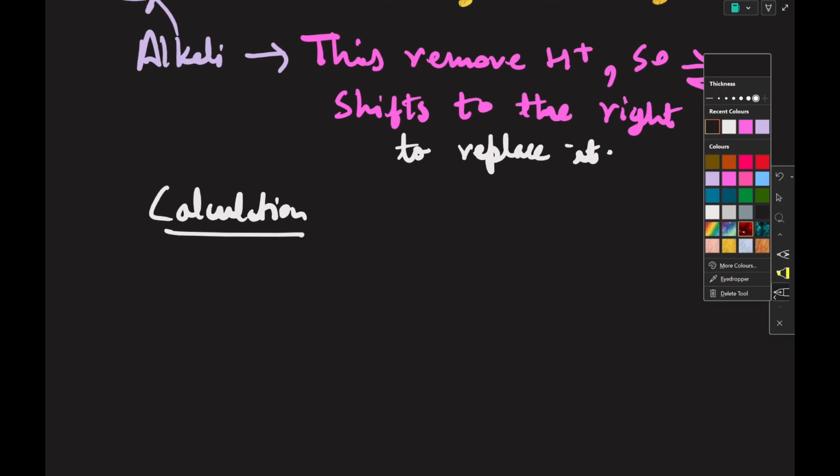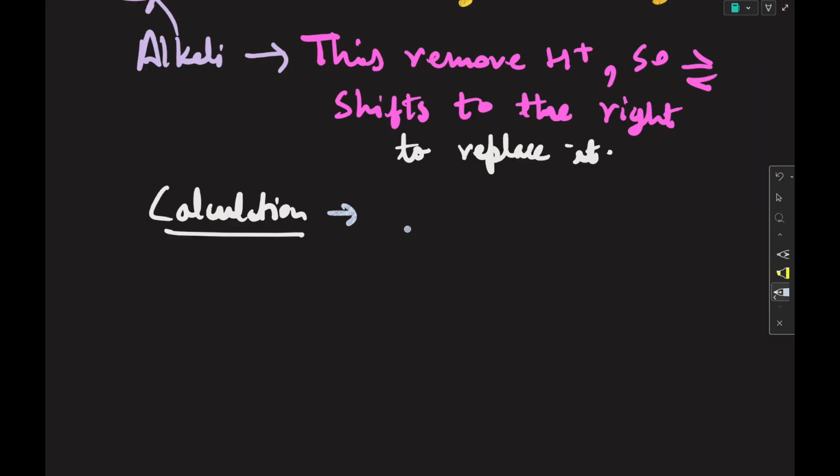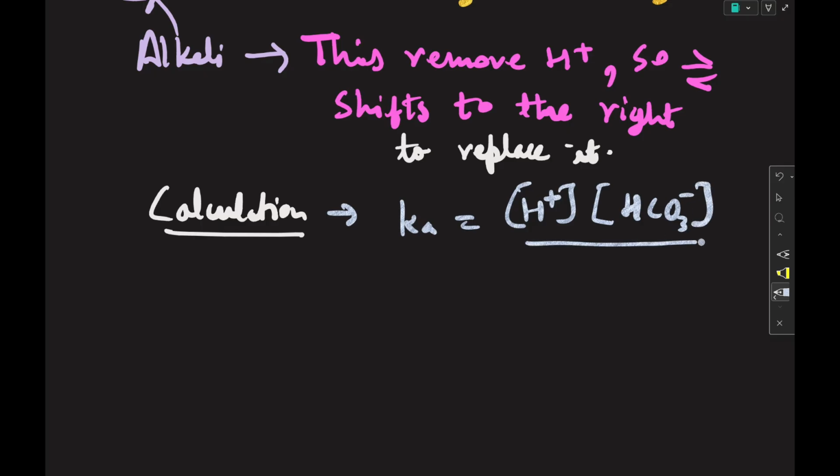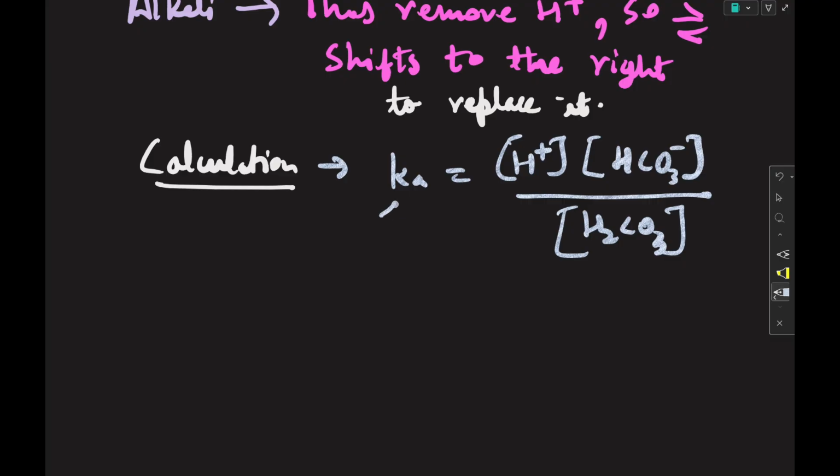You know that if you have a weak acid, just like this one, the acid dissociation constant Ka will be the concentration of H plus ions multiplied by the concentration of your hydrogen carbonate ions, and you divide that by the acid concentration, right? This is what you know. Now substitute the values. We know what pKa is.